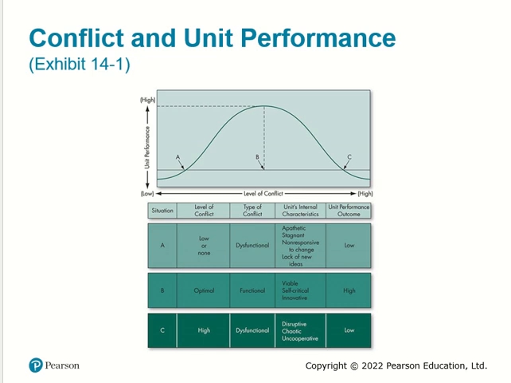So the types of conflict and the unit performance can be described through the figure below. You can see there are situations A, B, and C. What are the levels of conflict that exist? What types of conflict? And then the internal characteristics, whether self-critical, innovative, disruptive, chaotic, or uncooperative. Then the unit performance outcome, whether low or high, and you can see the curve there, to identify the levels of conflict that exist within the situation.